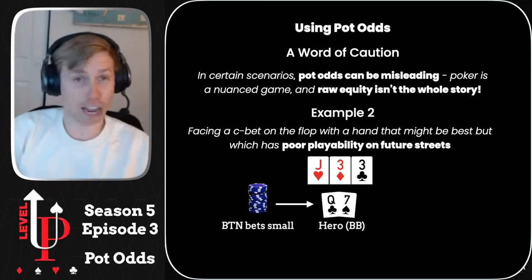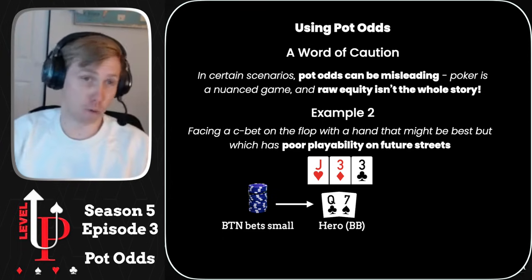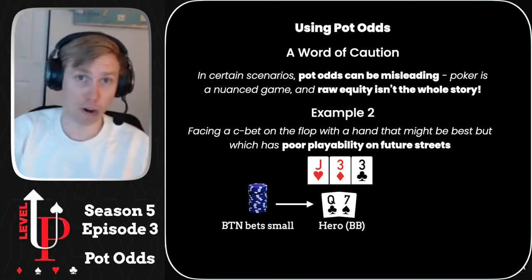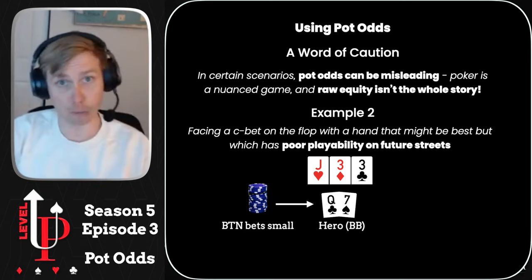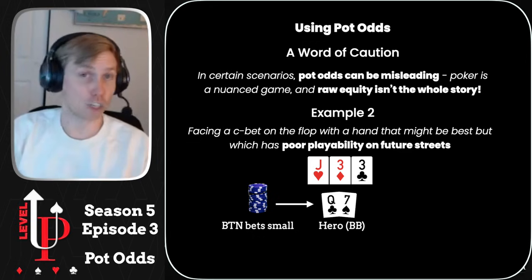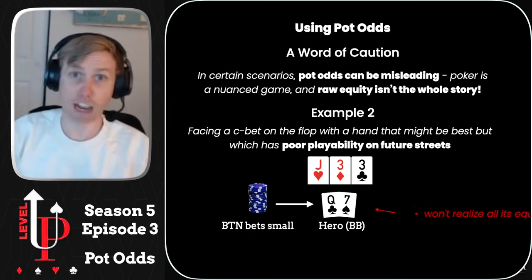And you might look at your hand, queen high, jack 3-3 flop. It's kind of hard to hit that. If your opponent doesn't have ace or king high or pair in their hand, you have the best hand here. And you might think, okay, I'm getting good pot odds. I might have the best hand. Let's call. The problem is, once again, you won't realize enough equity with this hand.